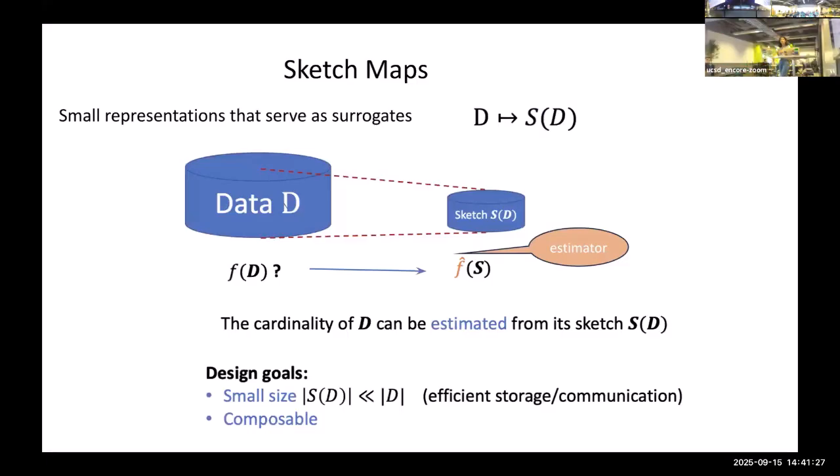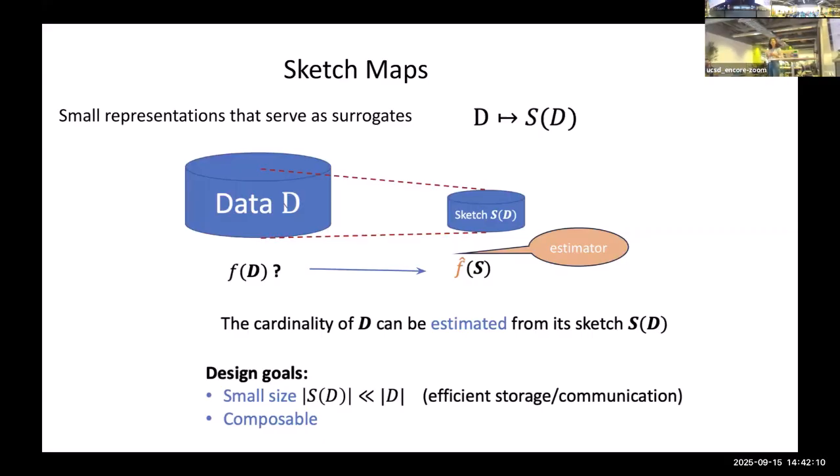Let me just give you some background. I know that some of this is repeated, but I'll go through it to be complete. We have a data set D, and we look at the sketch of this data set. The idea is that if I have a function that I want to apply to my data, I can find an estimator on the sketch, which is much smaller. I'm looking for a sketch that is much smaller in size, so I can use efficient storage.